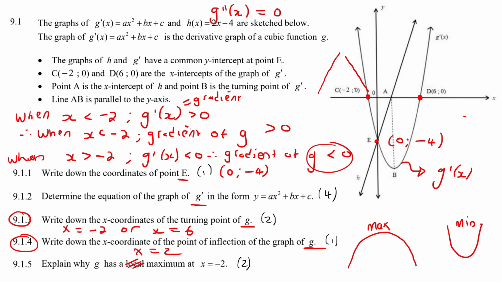So it means that at the point -2, we must be having a turning point. Let me rather show this a bit better. On the left-hand side, we've got a positive gradient, and on the right-hand side, we would have a negative gradient. And so it must be a turning point maximum over there, because the gradient is switching from positive to negative.